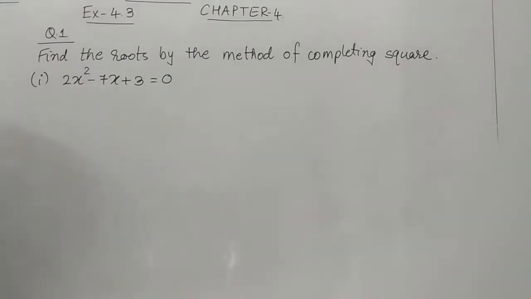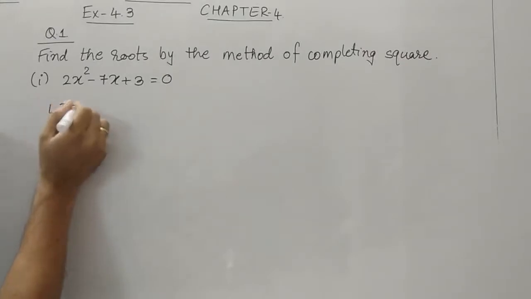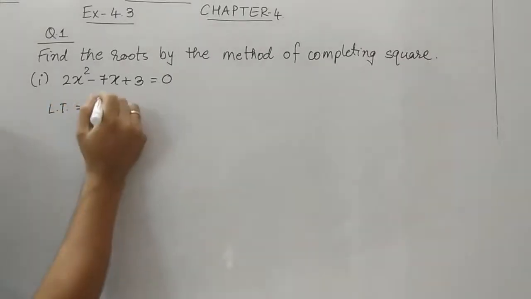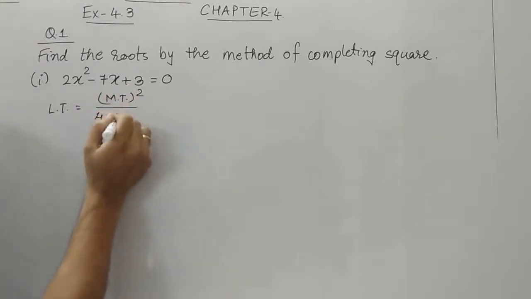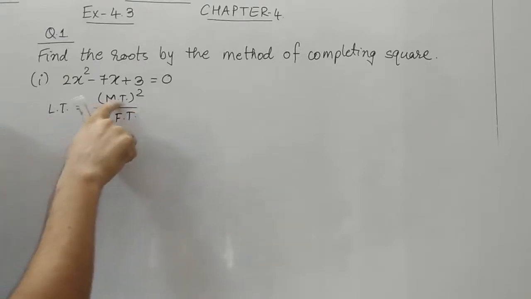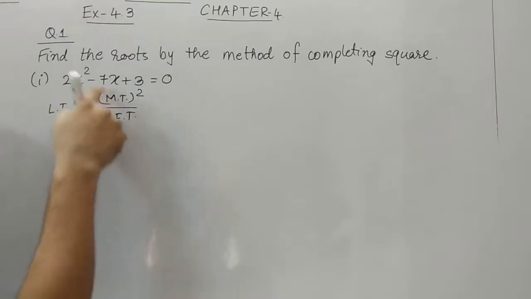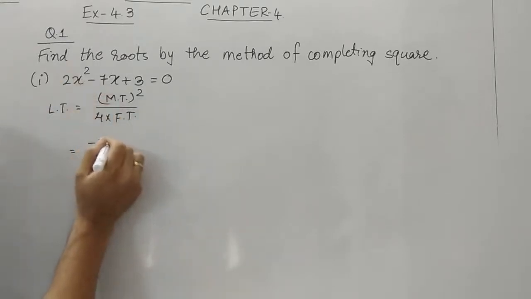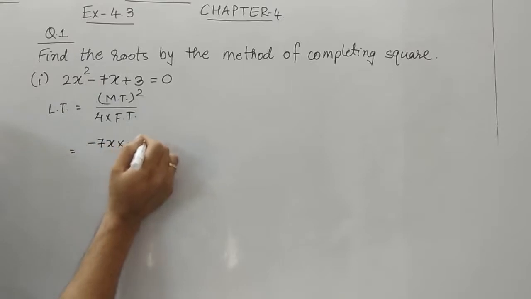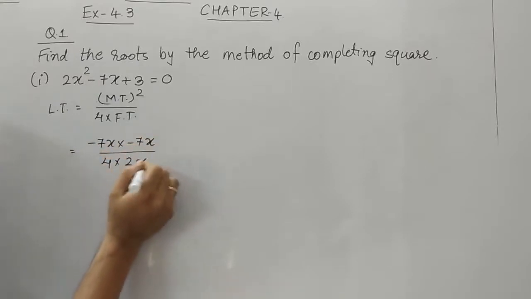in the 8th standard. If you remember the formula to find the last term of a perfect square trinomial, it is the middle term whole square upon 4 into first term. Last term, middle term, first term. We know the formula. So the middle term we have is minus 7x, and 4 into first term, that is 2x square.